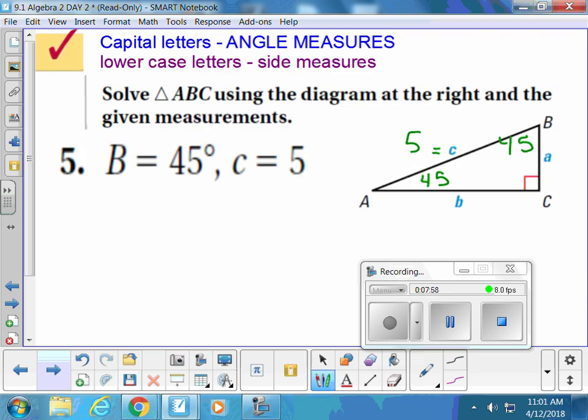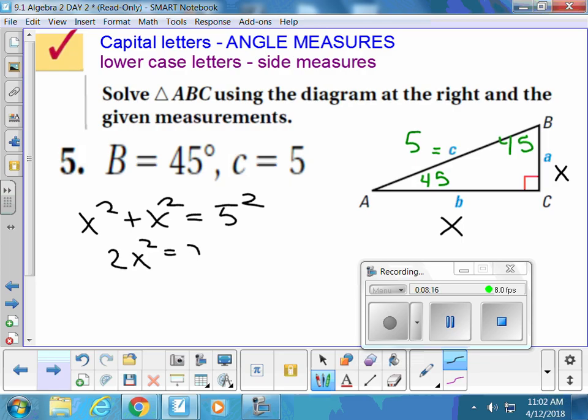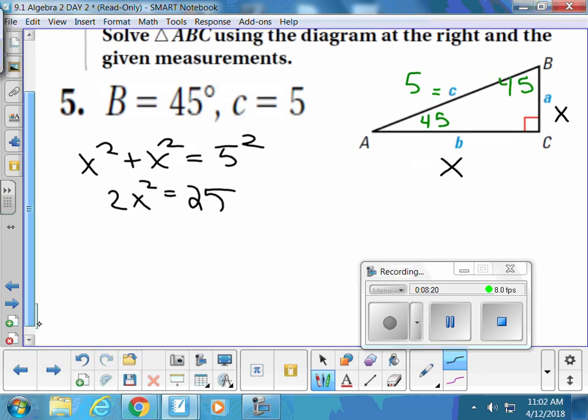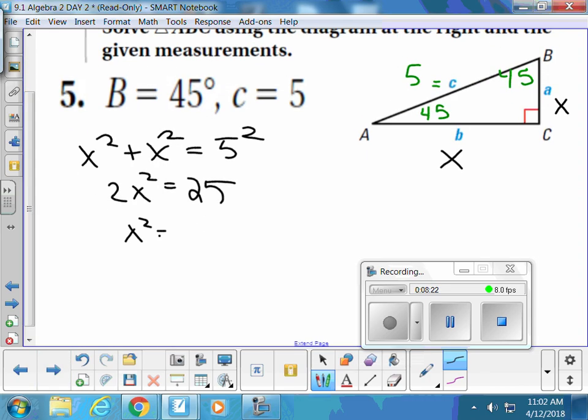Since this is a 45, 45, 90 triangle, it doesn't look like it, but A and B have to match. We can just call them both x and use the Pythagorean theorem. X squared plus x squared is 5 squared. I actually like this problem because we can talk about what x squared plus x squared is, because my last class forgot. 2x squared, you guys remembered. And then how would I move the 2 to the other side? So that would give me x squared equals 25 over 2.